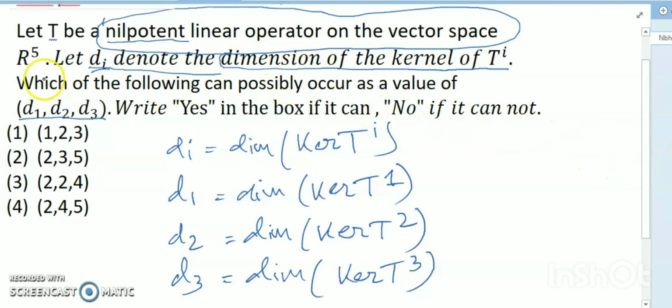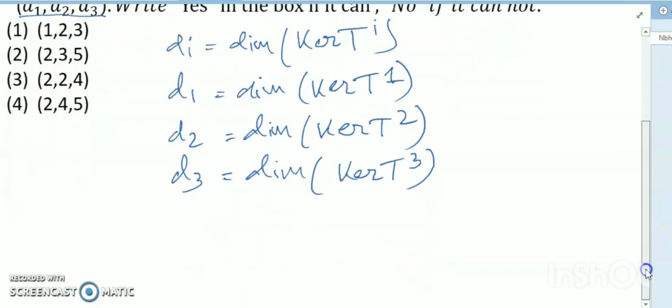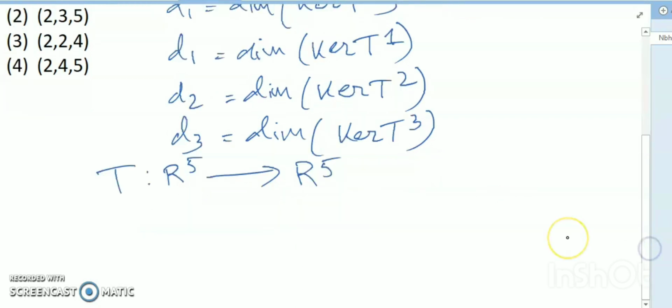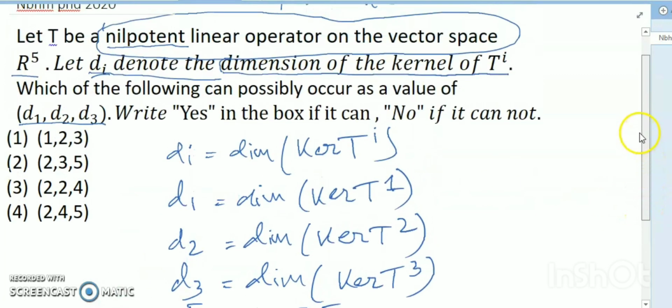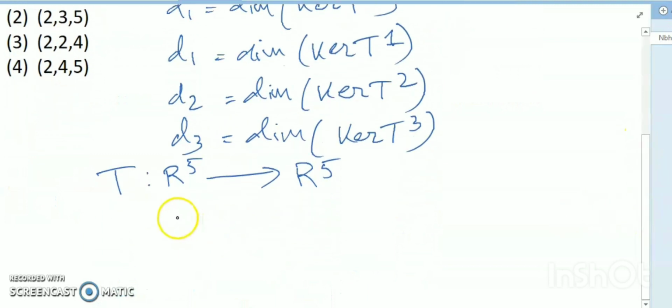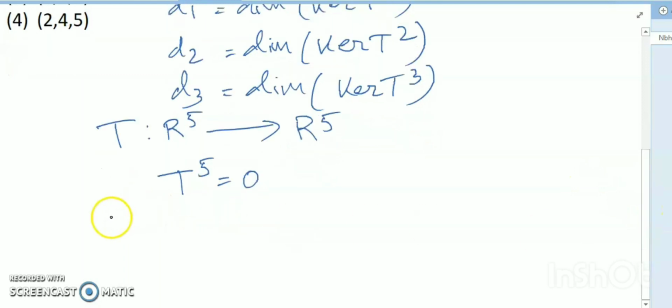Now, the question is about the vector space R^5 to R^5, the operator T, and its kernel, a nilpotent operator. Suppose T to the power 5 equals 0. Then there is a possible minimal equation, my annihilator polynomial.